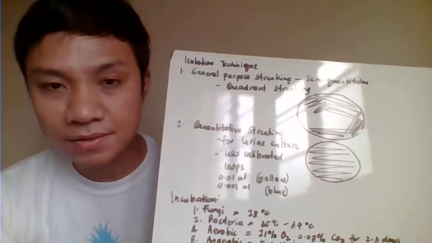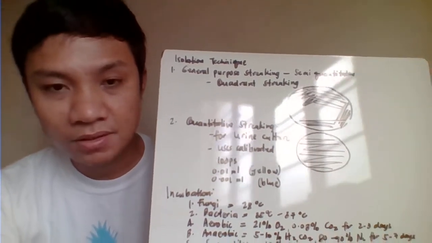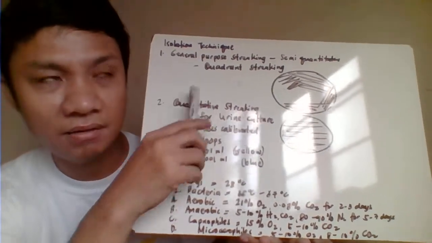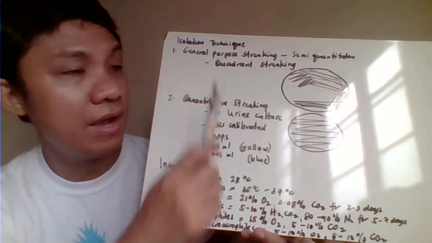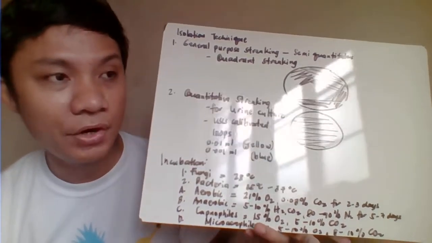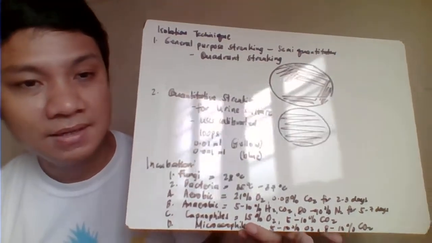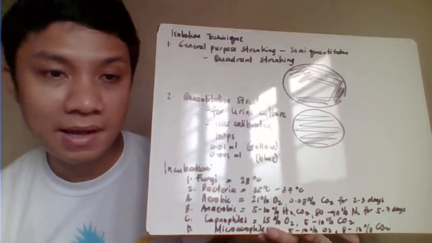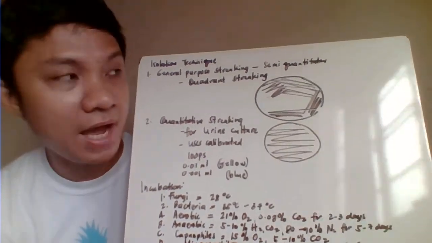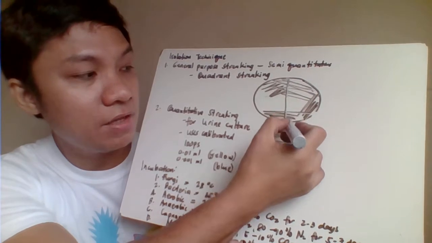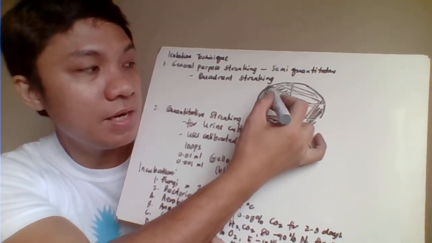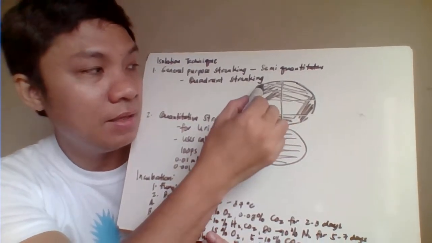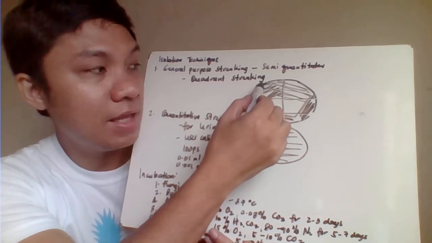Okay, then we have the process of isolation. There are different isolation or inoculation techniques. The first one is the general purpose streaking technique, also called quadrant streaking. This will provide you a semi-quantitative bacterial colony count. For the procedure, you divide the plate into four quadrants. You start here, take your specimen with an inoculating needle or loop, put a small volume here, and then streak.